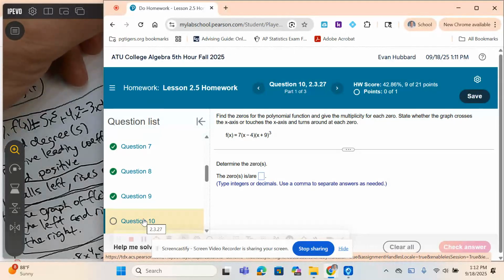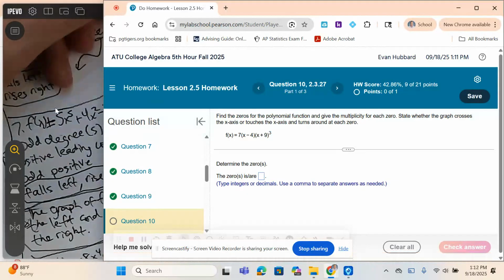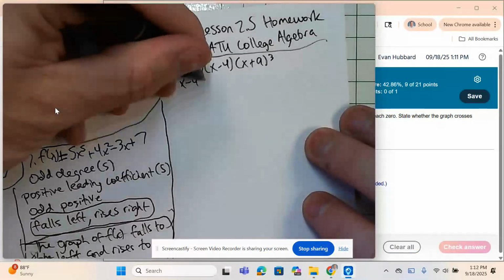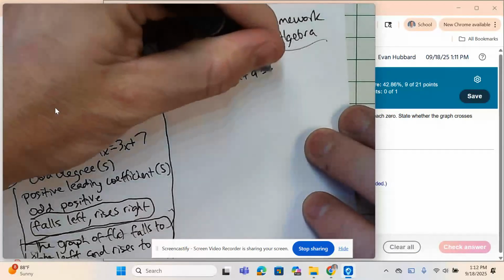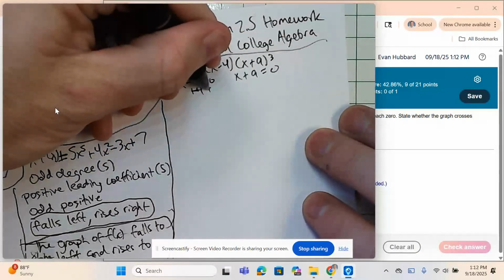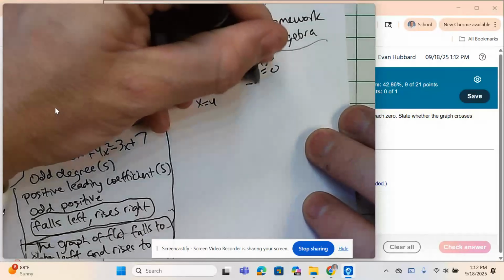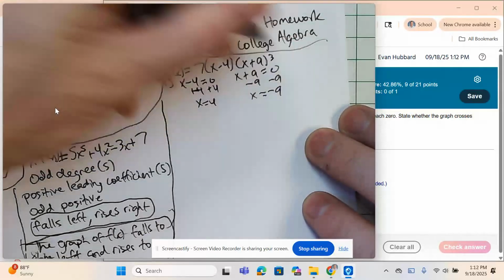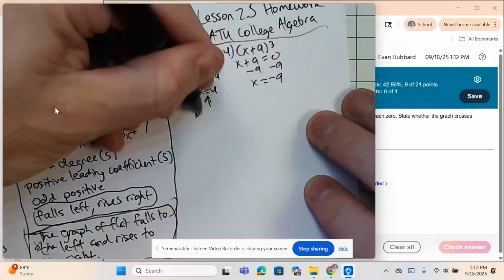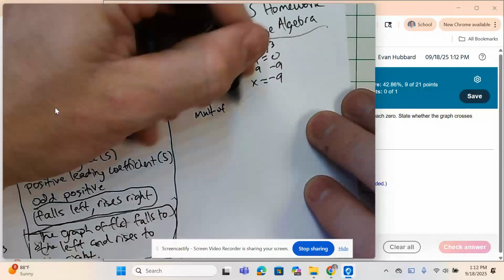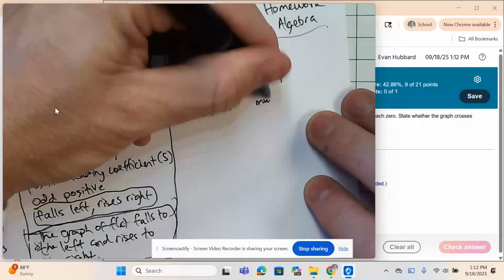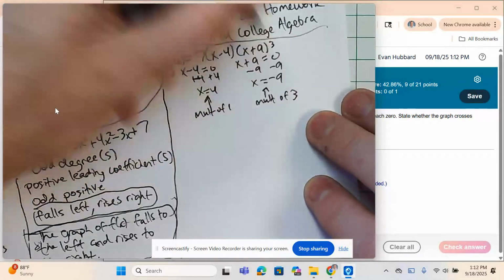f(x) equals 7 times (x minus 4) times (x plus 9) cubed. So you're going to set each one equal to 0. Add 4, x equals 4; subtract 9, x equals negative 9. This one has a multiplicity of 1. This one has a multiplicity of 3 because it's got a cube.